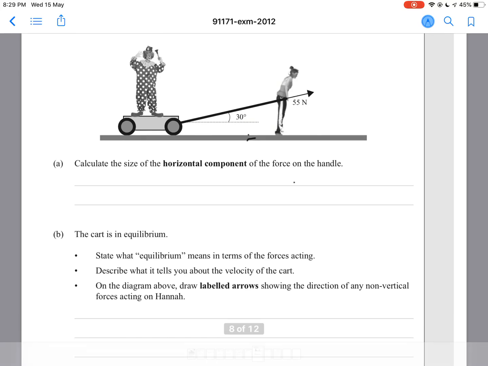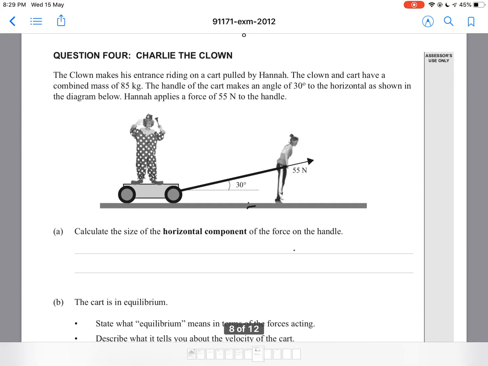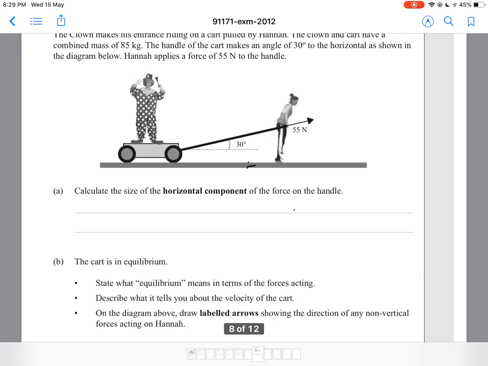Okay, so basically, the clown makes his entrance riding on the cart pulled by Hannah. The clown and the cart have a combined mass of 85 kilograms. The handle of the cart makes an angle of 30 degrees to the horizontal as shown in the diagram below. Hannah applies a force of 55 newtons to the handle. Calculate the size of the horizontal component of the force on the handle.